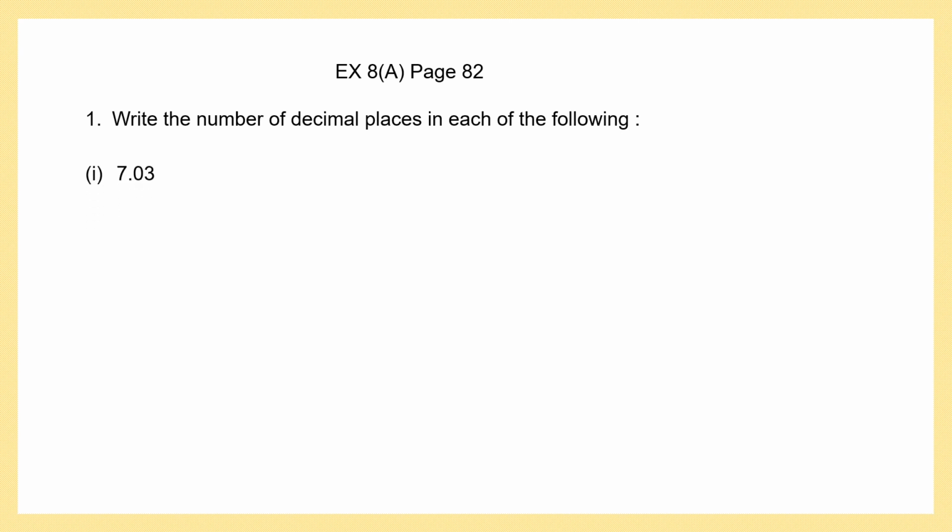Question 1, 7.03. What are decimal places? It is the number of digits in the decimal part of any number. You have to count the number of digits after the decimal point, and that will give you your decimal places. So here in question 1, after the point we have two digits, 1 and 2. So the number of decimal places here is 2.